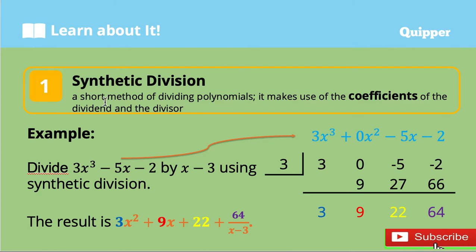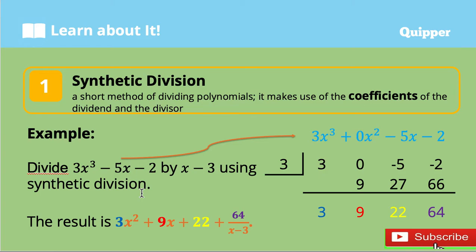Synthetic division is a short method of dividing polynomials. It makes use of the coefficients of the dividend and the divisor. For example, divide 3x cubed minus 5x minus 2 by x minus 3 using synthetic division.